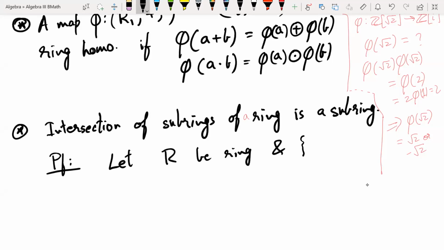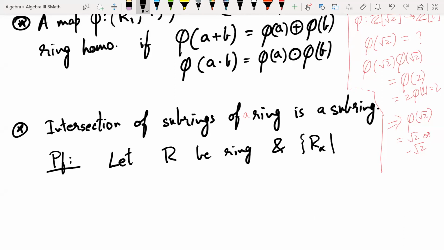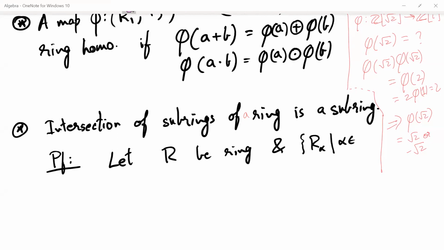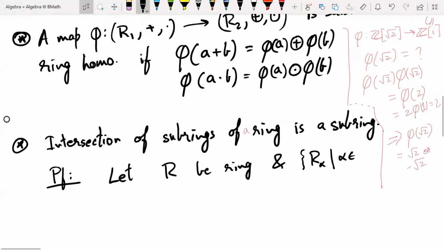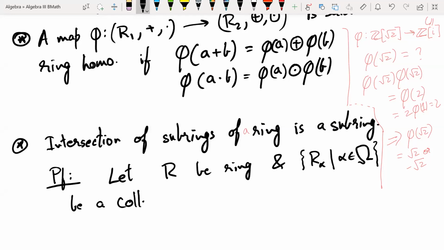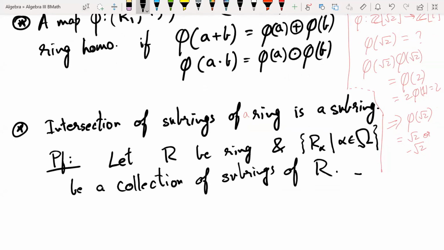and this collection R alpha. So we have a collection of subrings, which we will denote by R alpha, with some indexing set. Alpha in I looks more like an ideal, so let me just change this to omega. Let R alpha, alpha in omega, be a collection of subrings of R. So omega is an indexing set. Then what we want to show is that the intersection of the R alpha is a subring as well.